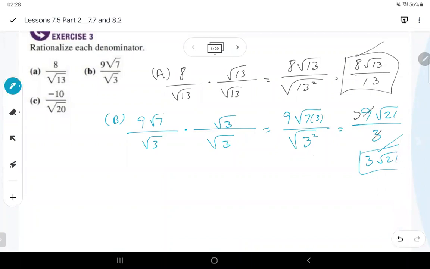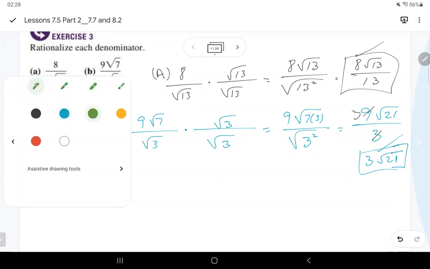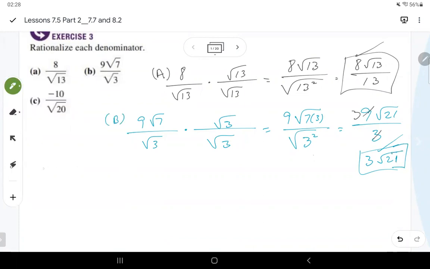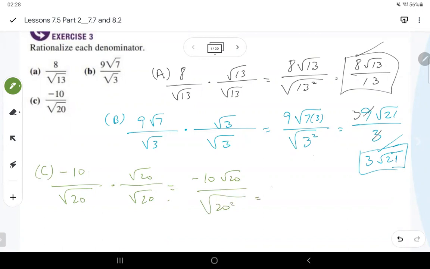Let's make that a little bit wider so you can see that's a 21. Okay, last one here. C is negative 10 over the square root of 20. We're going to multiply top and bottom by the square root of 20. We're going to end up getting negative 10 square root of 20 over square root of 20 squared. And then we get negative 10 square root of 20 over 20.